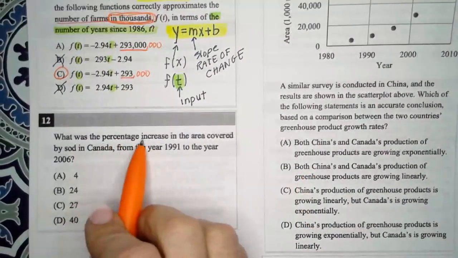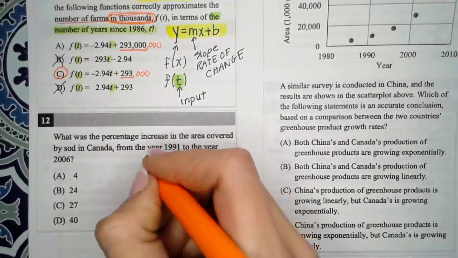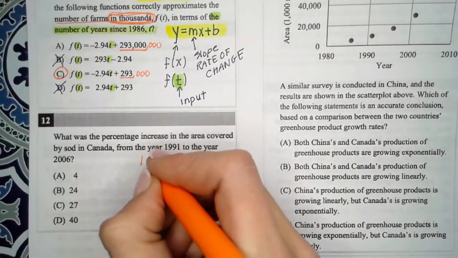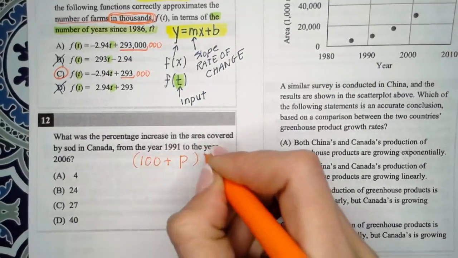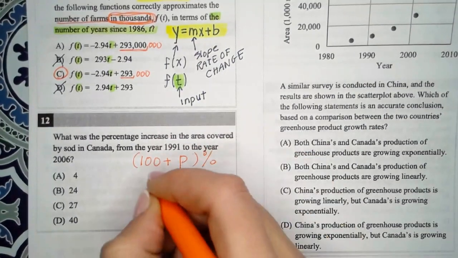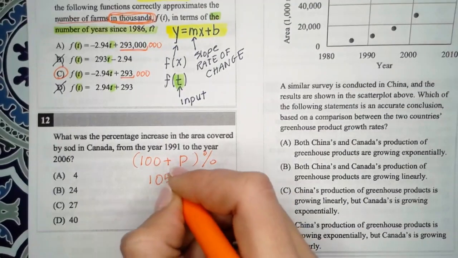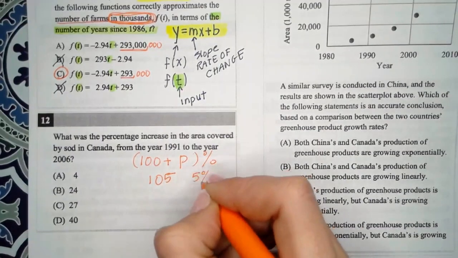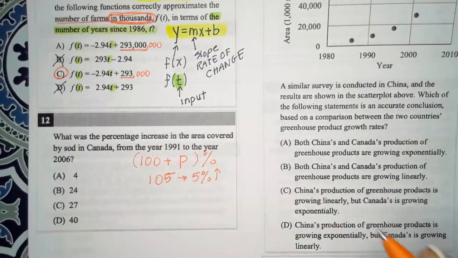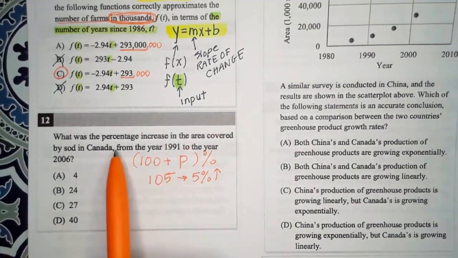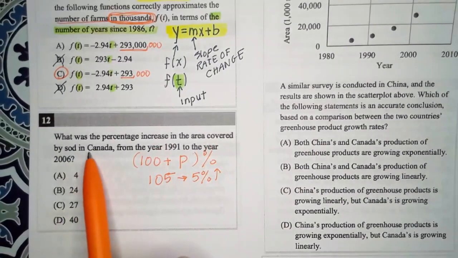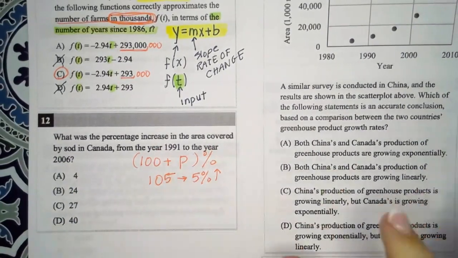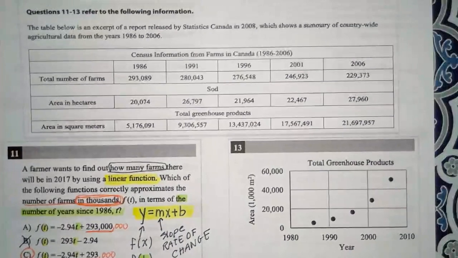Next question, still talking about this table. What was the percentage increase? So that means if we have a percentage increase, we might have 100 and a certain amount P% in my problem. If you get 105, that means it was a 5% increase, right? That's what these things mean. What was the percentage increase in the area covered by sod in Canada from the year 1991 to the year 2006? Okay, let's look at the table.